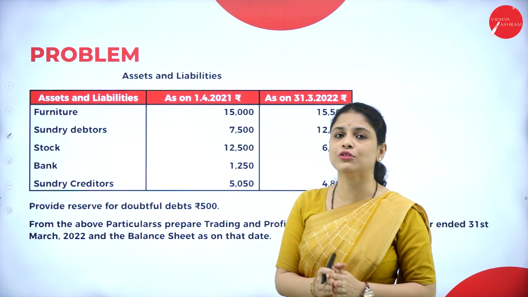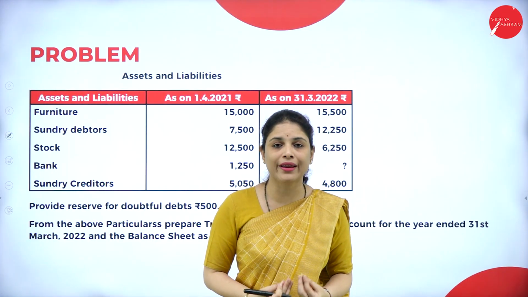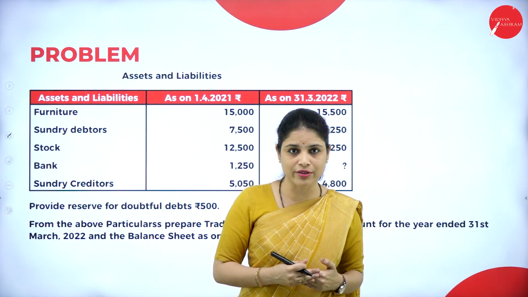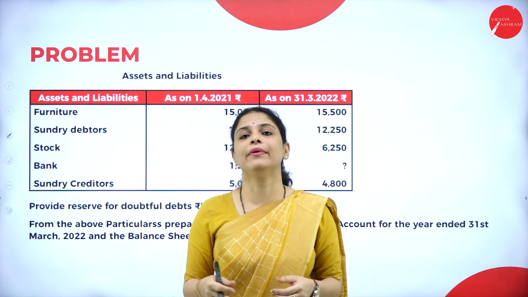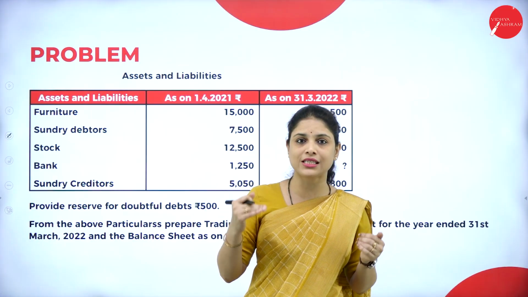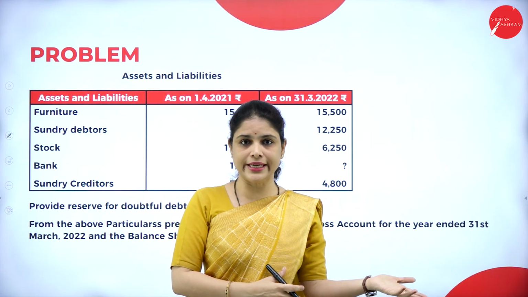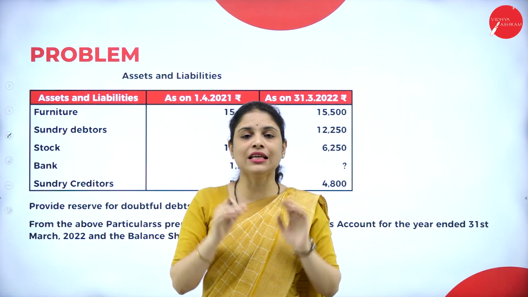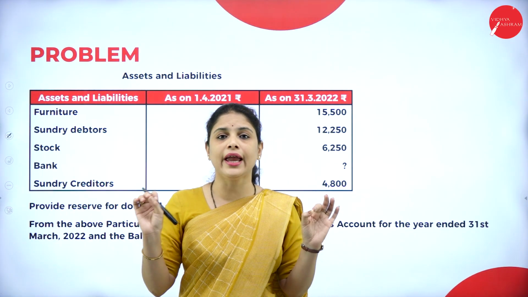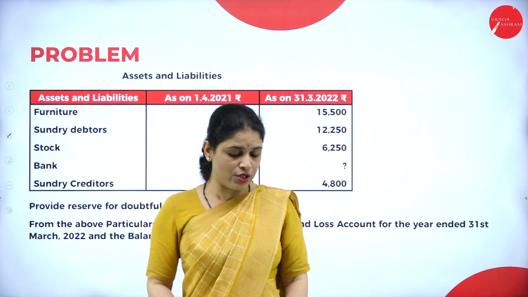So first, what do we have to do? We have to prepare the statement of affairs. Why? Because capital is not given, so we have to find out the capital. To do that, we put all the assets and all the liabilities, and the balancing figure will be the capital. But make a note, there should not be any drawings, so we should not include the drawings. So let us do that.